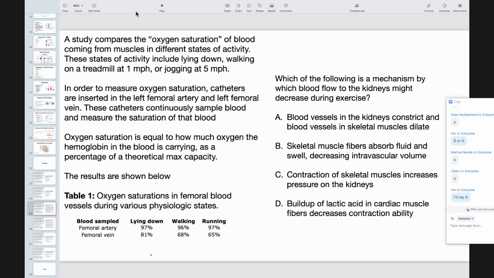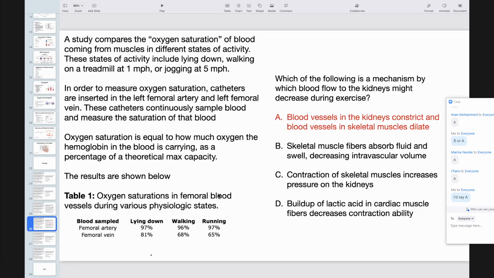Alrighty, so which of the following is a mechanism by which blood flow to the kidneys might decrease during exercise? This was briefly mentioned in a couple separate areas, so it's kind of tying them all together. Blood vessels in the kidneys constrict and blood vessels in the skeletal muscles dilate. So this is that shunting.